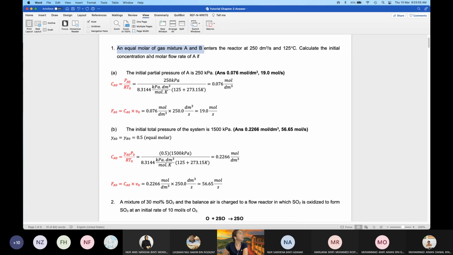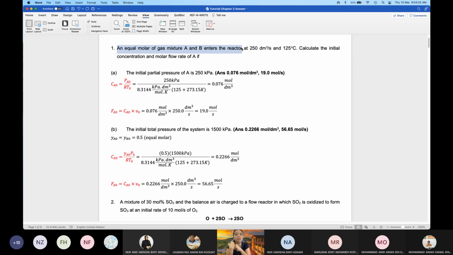So it's very important for you to understand the question. So in the first part, it says equal molar of gas mixture A and B. So what does this mean? Meaning, initially in the reactor, we have two reactants. Okay, so how do I know it's two reactants? Because they say equal molar of gas mixture A and B enter the reactor. So you know when it enters the reactor, it is the reactant. Okay, so second, you know there's two reactants A and B. Okay, third, they say it's a gas mixture.